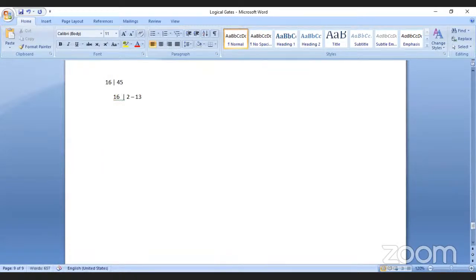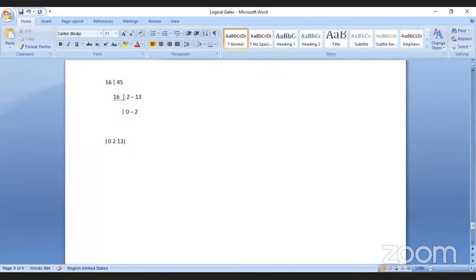I can stop here also, but I'm doing this one more time. 16 times 0 is 0. What will be the remainder? 2. So what is the answer? 2 13, that is 2 and 13. But can we have 13 as a hexadecimal digit at any cost?